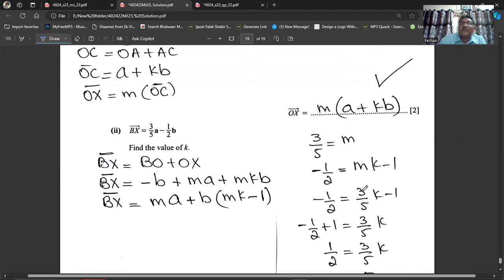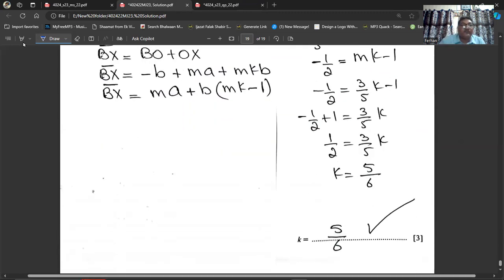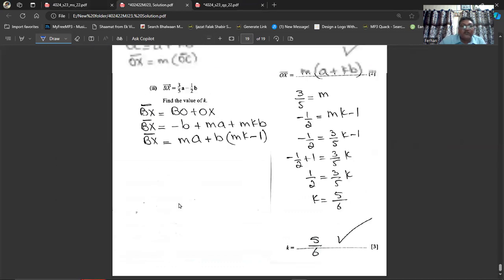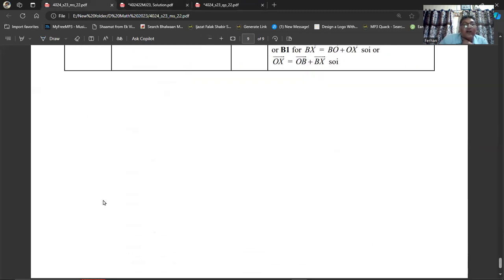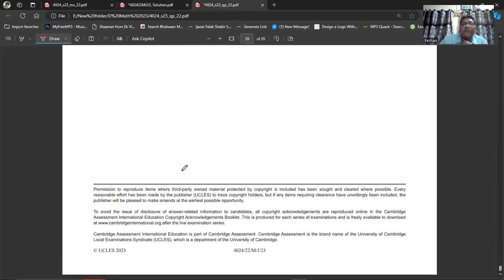So minus 1 by 2 is equal to, put the m value here, that's 3 by 5, so 3 by 5 k minus 1. Take this minus 1 to the other side. So minus 1 by 2 plus 1 equals 3 by 5 k. Minus 1 by 2 plus 1, that's 1 by 2, equals 3 by 5 k. So k will be equal to, just cross multiply here, 5 by 6. Let me reduce the size so you can see the whole thing together. So the value of k is 5 by 6, so our answer is right. So this is done, and we are done with this paper.